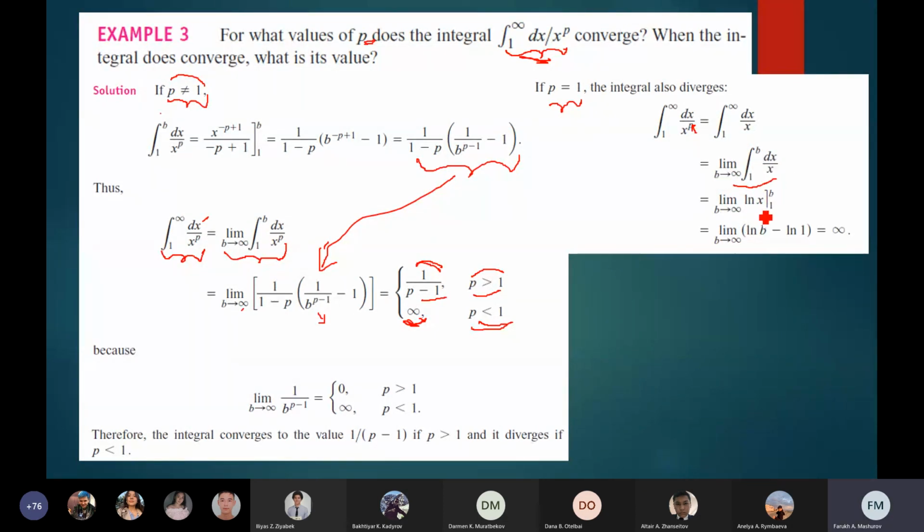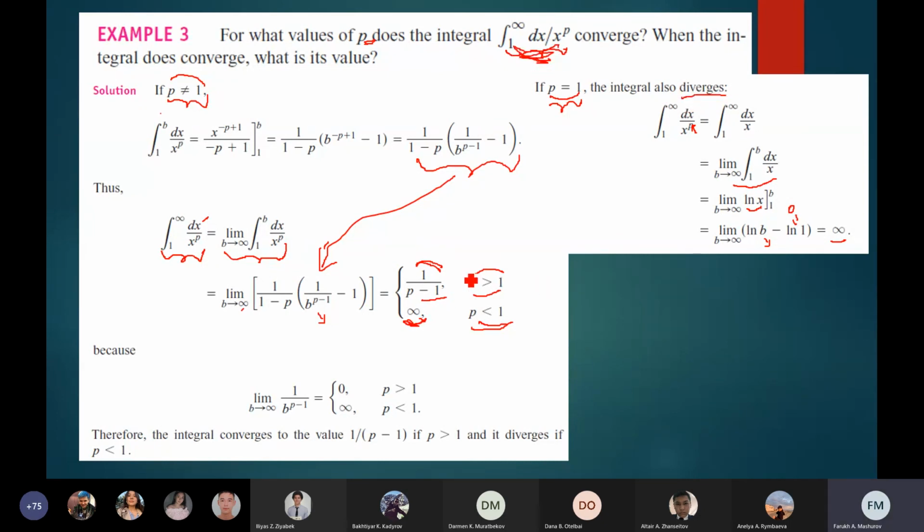Firstly, we find the integral of 1 over x, it will be ln x, and if we put in b and 1, yeah, we have ln b minus ln 1, and if you find the limit of this, what will this one be equal to, guys? ln 1 is equal to 0, but what will ln b be? Since b approaches infinity, the value of ln b also approaches infinity. It means that in the case of p equal to 1, this improper integral diverges.